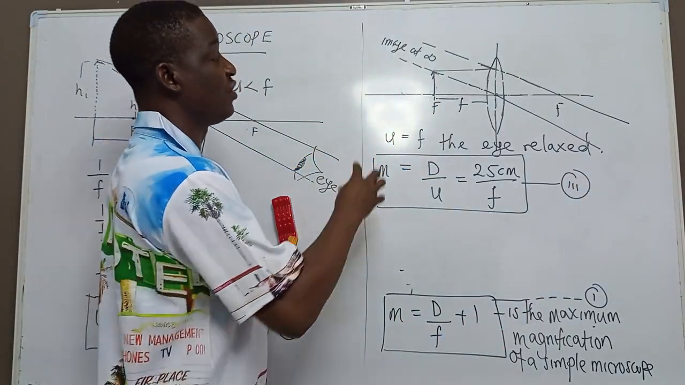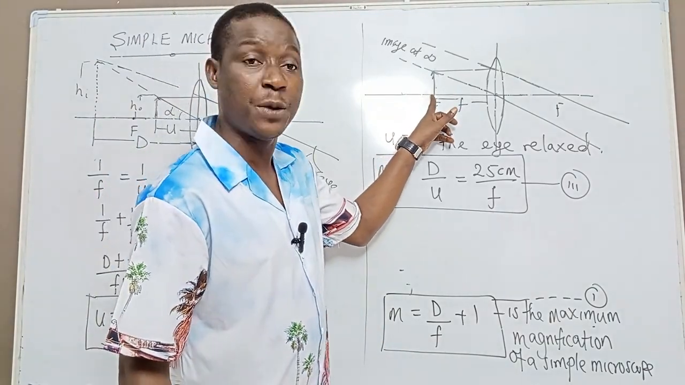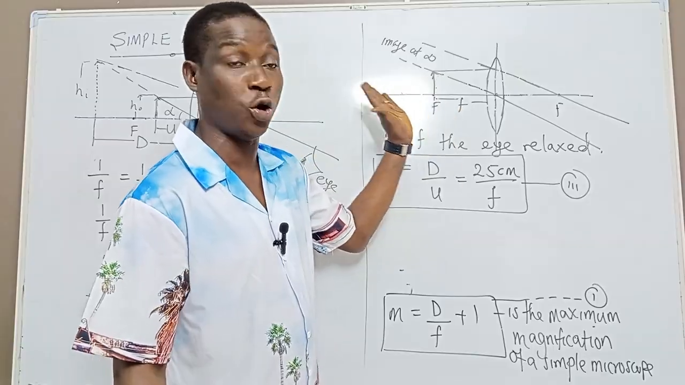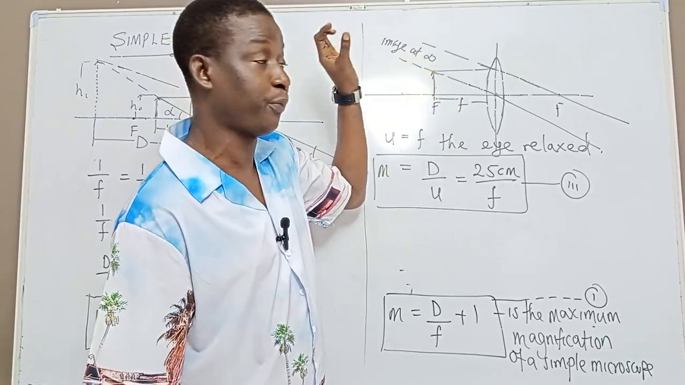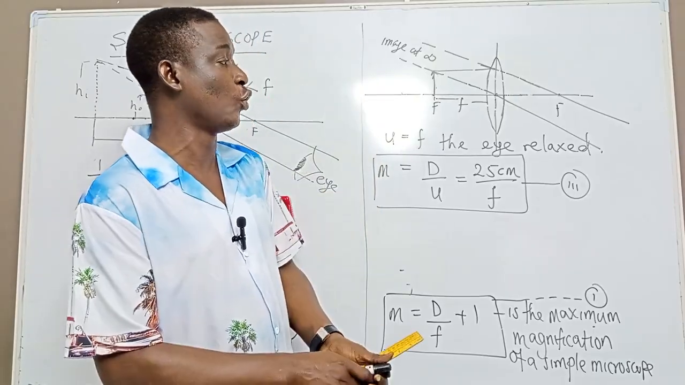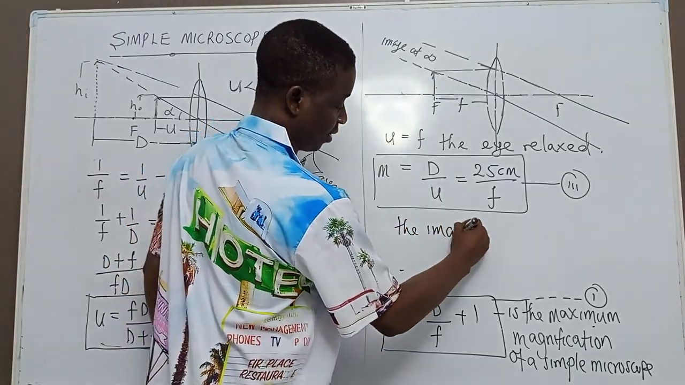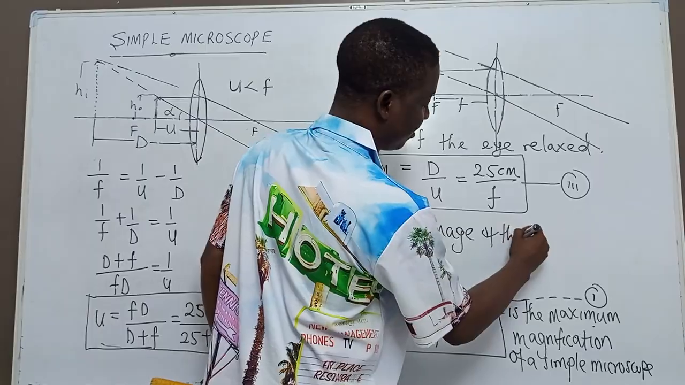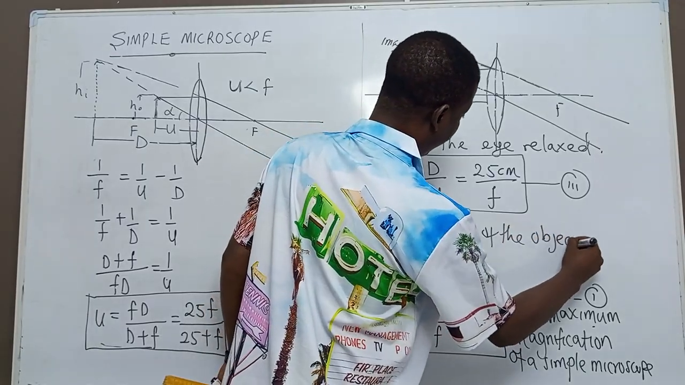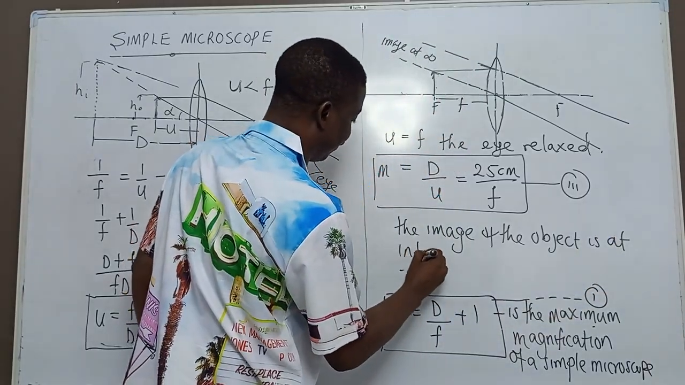At the point that the object is at the principal focus, that means we place the object at the principal focus to send the image at infinity. So the image of the object is at infinity.